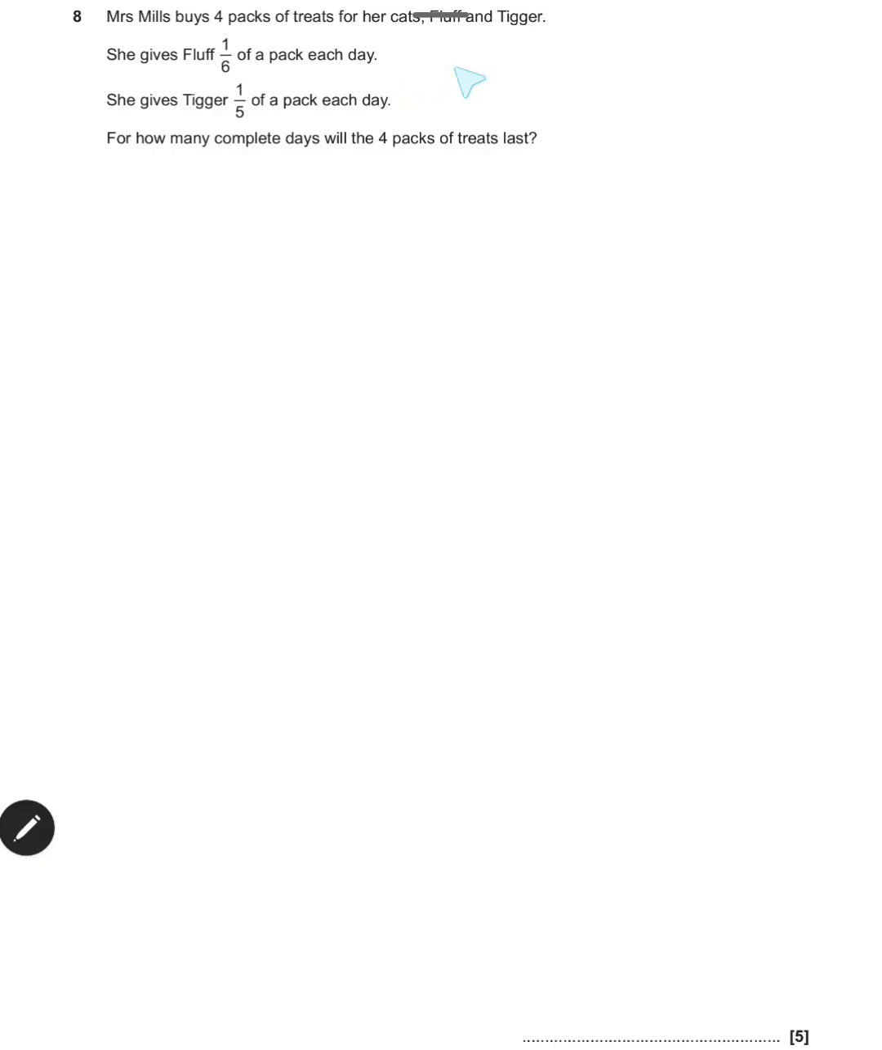So in question 8, we've got Mrs. Mills. She's buying 4 packs of treats for her cats Fluff and Tigger. Great names. Fluff eats a 1/6 of a pack every day. Tigger eats a 1/5 of a pack every day. And we want to know how many days the 4 packs will last. Well, if Fluff eats a 1/6 of the pack in a day, and Tigger eats a 1/5 of a pack in a day, then if we add these together, we'll get how much of a pack is eaten each day.